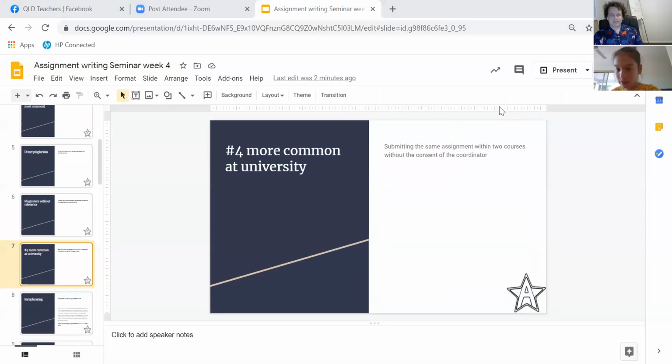So, this is not such a big one in high school, but you get two very similar courses and two very similar assignments, and a person will hand in the same assignment for both courses. Not so much for high school.